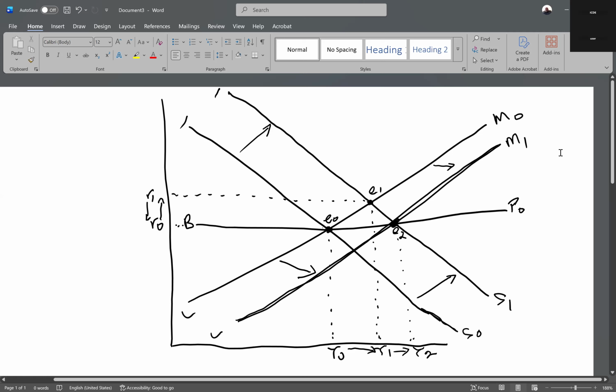And then let me do that of monetary policy. But you have drawn this curve already. Okay, so now let's look at monetary policy.